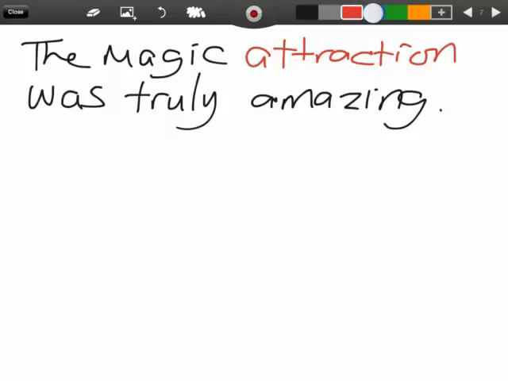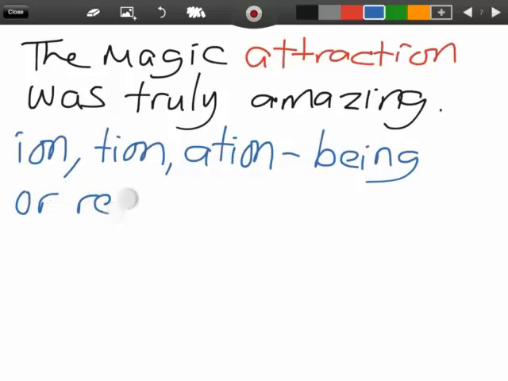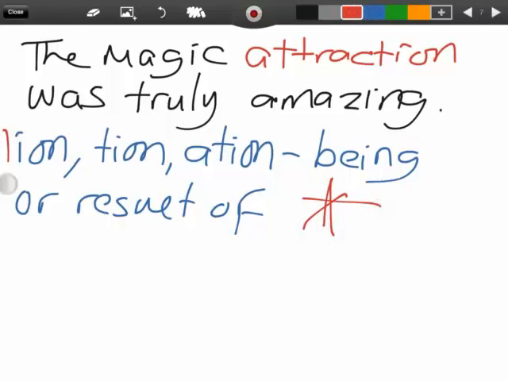So if we have this suffix ion, tion, or ation, meaning being or result of, it means being or result of. This is a very important suffix.